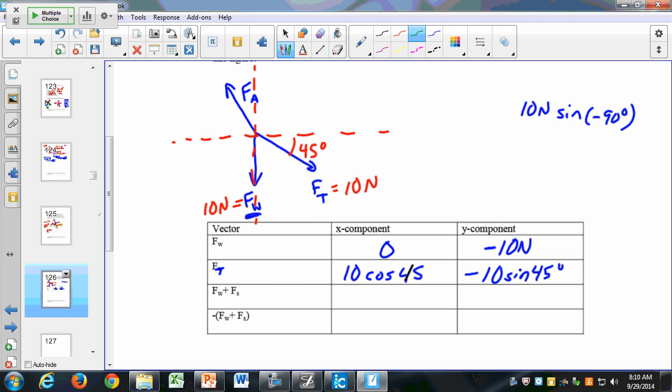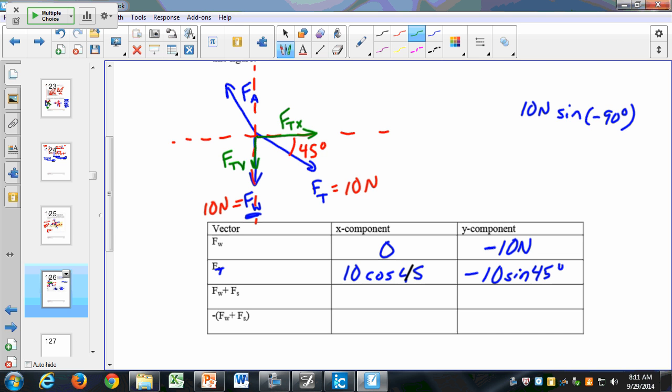All right. Why is my Y component here negative? Okay, yeah, it's pointing down. That's right. So my Y component is pointing down. My X component is in this direction for Ft. So this is Ftx and Fty right here. So the Y component is pointing down.